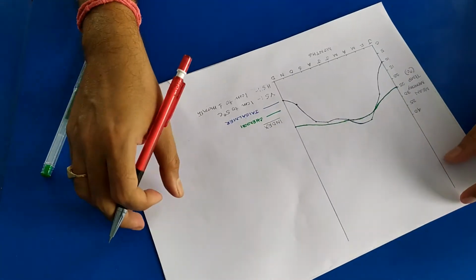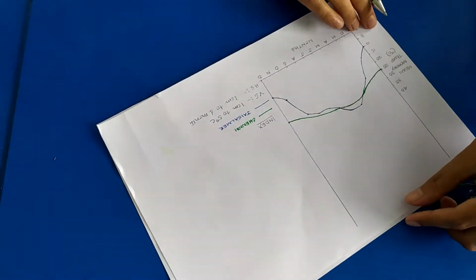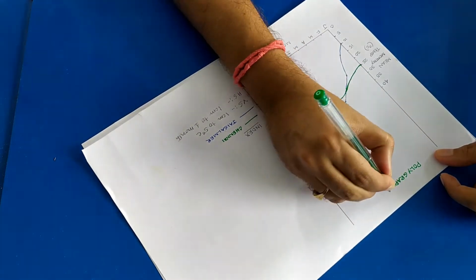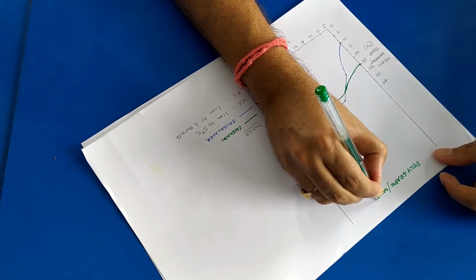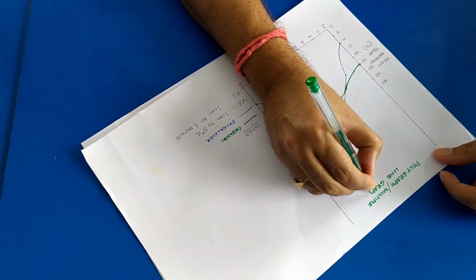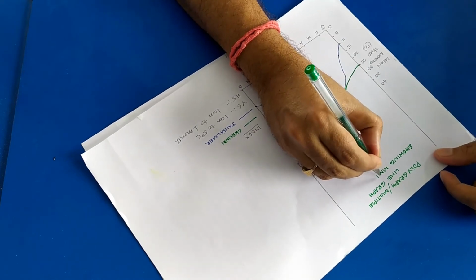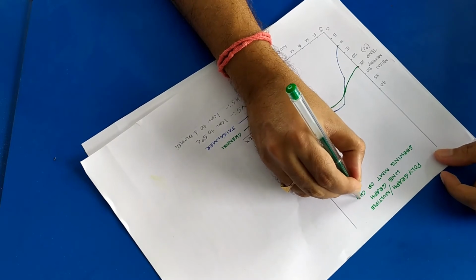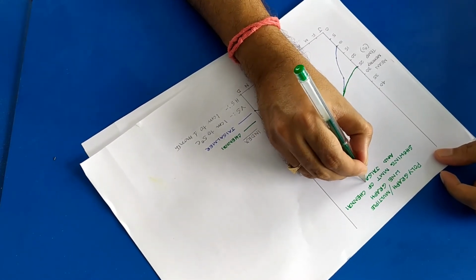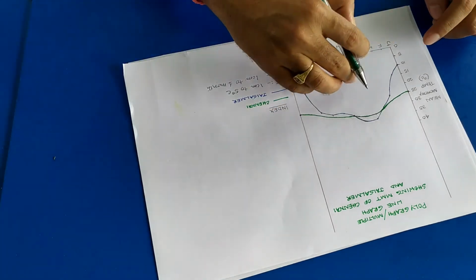Then we give the heading. What heading do we write? The heading should be polygraph or multiple line graph, showing mean monthly temperature of Chennai and Jaisalmer.